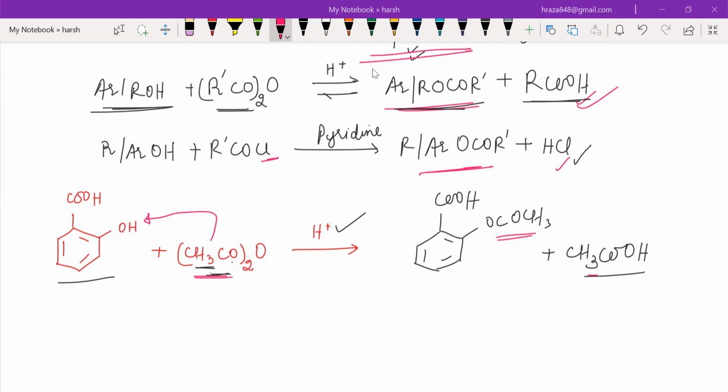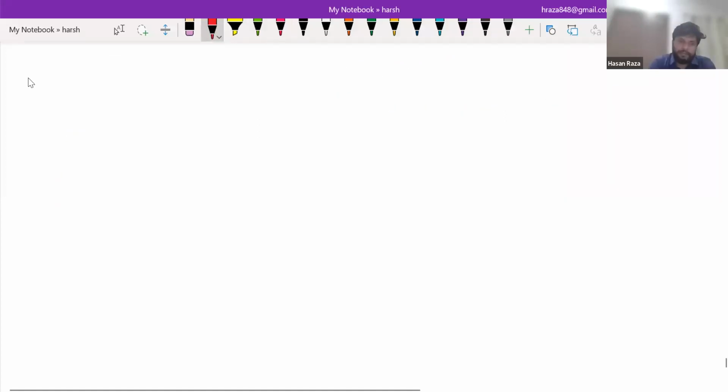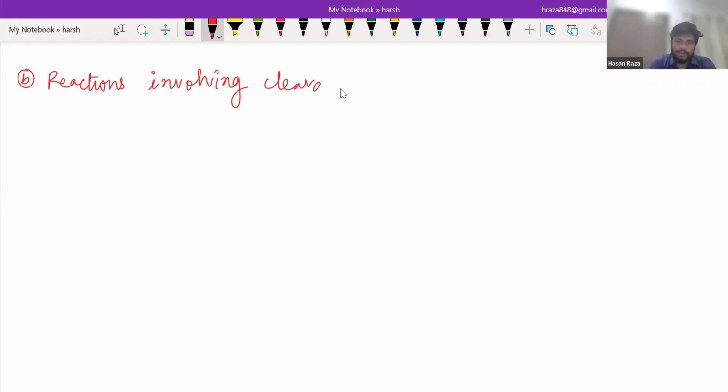Okay, thank you. So write the next type of chemical properties, that is reactions involving cleavage of carbon oxygen, that means CO bond. Now there will be cleavage of CO bond in the above reactions. All of those were reactions based on cleavage of OH bond.